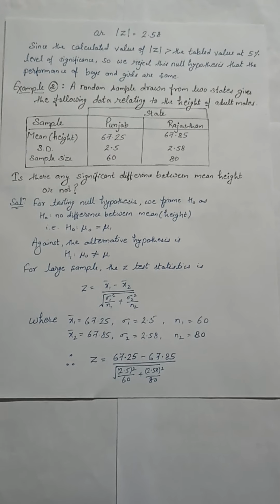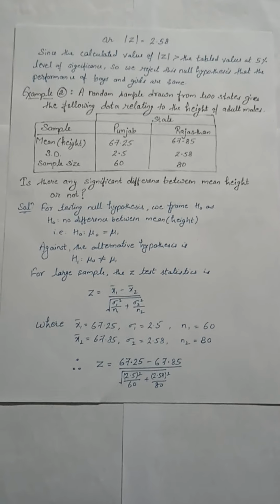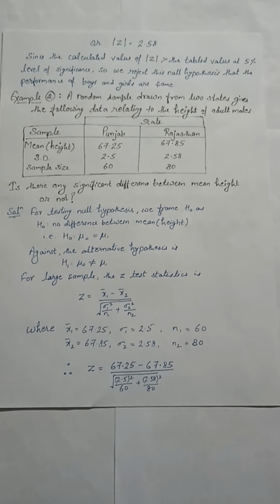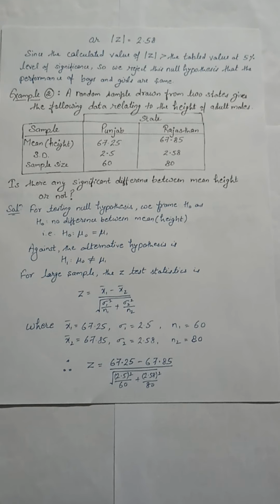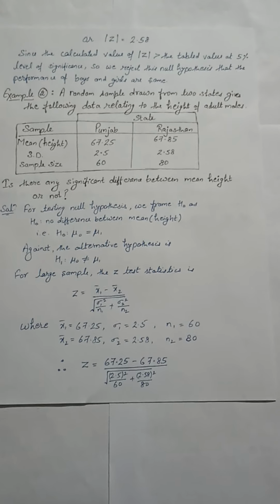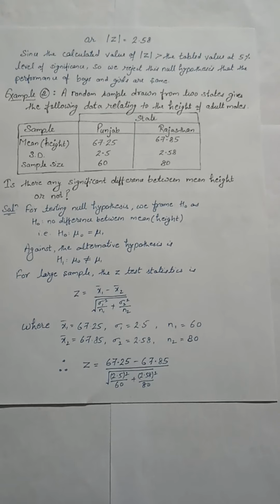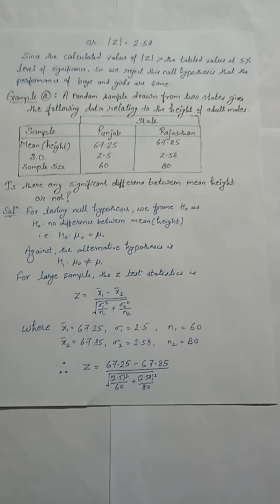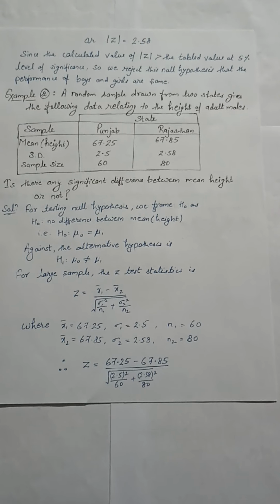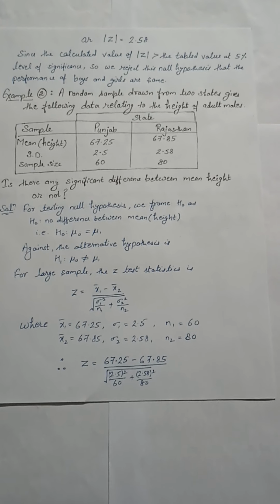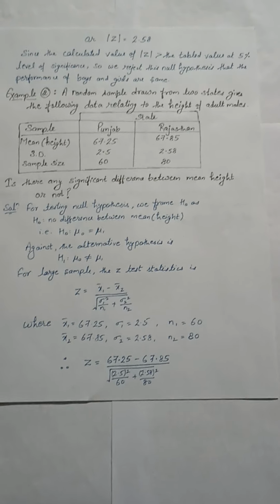So if modulus of Z is 2.58, that is the calculated value of Z, modulus of Z is greater than the tabled value at 5% level of significance. So we reject the null hypothesis, that is the performance of boys and girls are same. That means performance of boys and girls are not same, they are different according to rejection of null hypothesis.